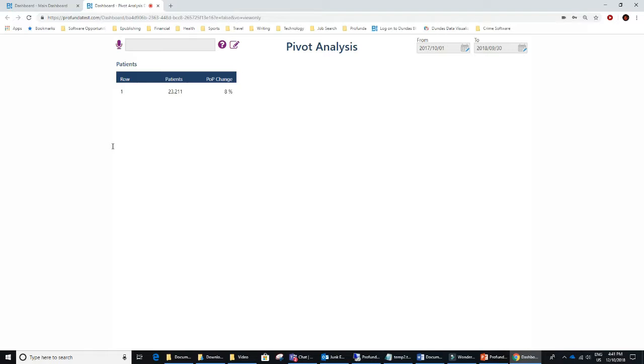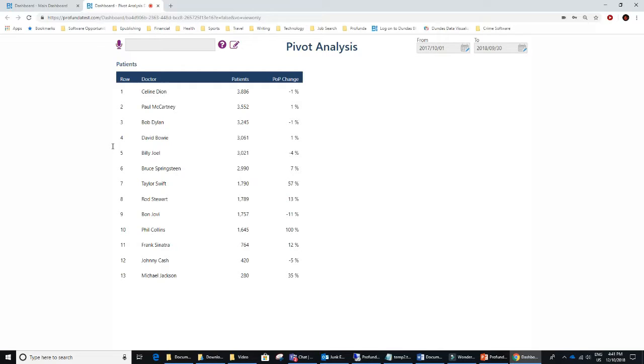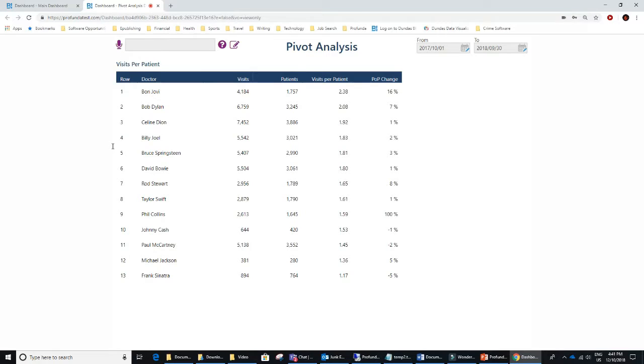Add column doctor. Change measure visits per patient. As requested, this pivot table now shows visits per patient per doctor. If you look at row 1, you can see that Dr. Bon Jovi sees his patients on an average of 2.38 times during the most recent year. If you look down here at row 11, you can see that Dr. Paul McCartney sees his patients on an average of only 1.45 times per year.